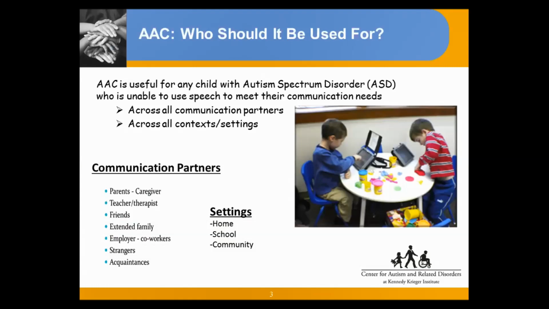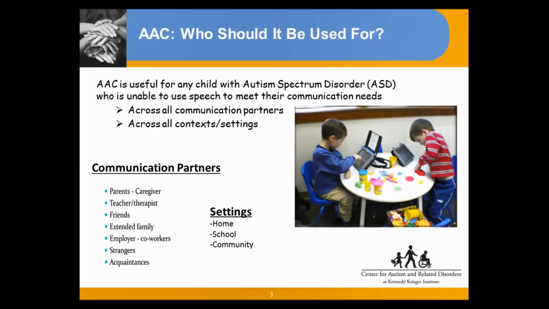We want kids to be able to communicate across a variety of different communication partners and in a variety of different settings. So kids might be better at communicating, say, at home with their parents, who might understand their speech a little bit better than an unfamiliar person, or they may use certain tools or supports at school, but maybe not at home or with a therapist.